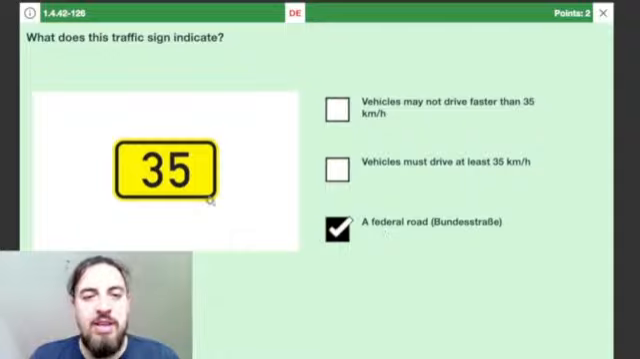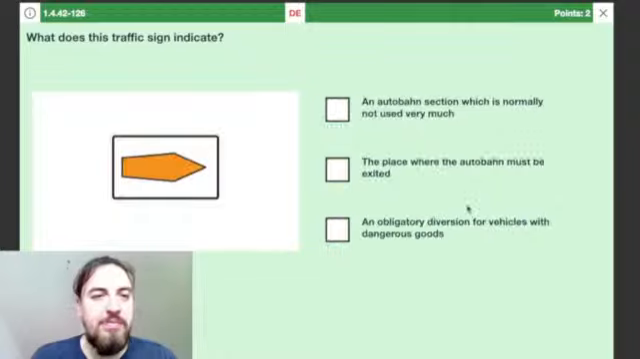Federal road, that you have quite often on big highway signs telling you, okay, if you leave the highway here and you turn right, then you will enter that federal road with the number 35. That's the correct answer. What does this traffic sign indicate?